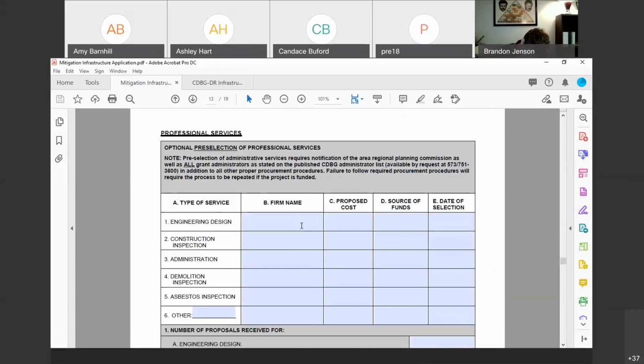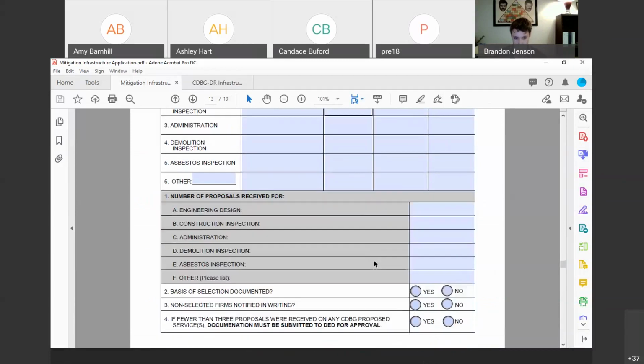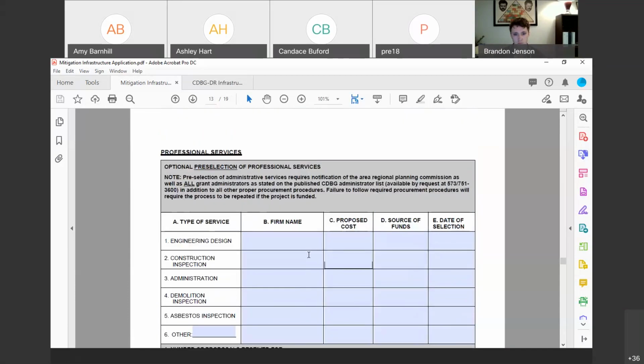This is where Marcy kind of mentioned earlier about if you're pre-selecting any professional services, any of the activity delivery costs, this is where you'll tell us that you're pre-selecting them and documenting how many proposals were received, getting the documentation for selection, etc. So this is where you'll fill out that information if you so choose. It is not required to pre-select. It is optional. And again, please contact us if your applicants want to pre-select for services, and we can help with that.